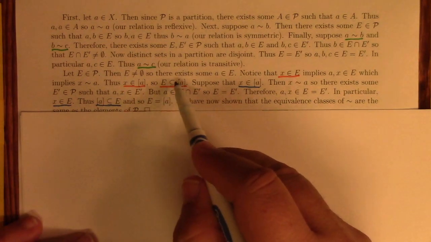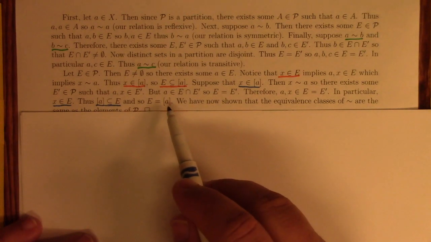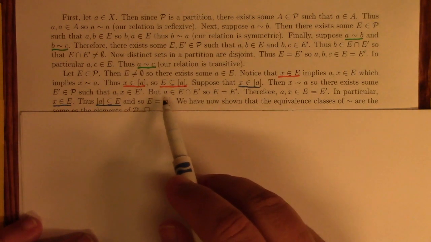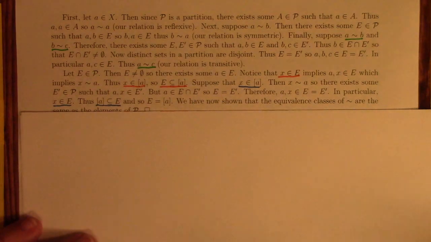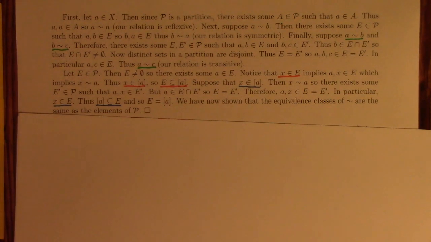But when you put that and that together, you have double containment, so the equivalence class is in fact equal to the partition. And so what we've just shown is that anything in the partition is in fact matching the equivalence class of the relation which we've defined, and that was the claim of the theorem.